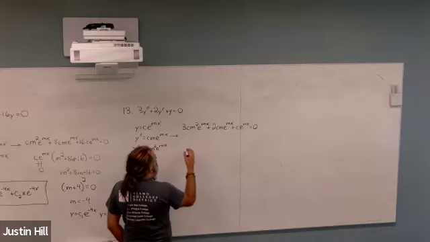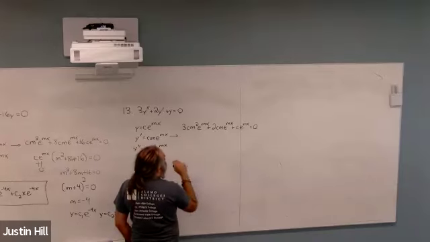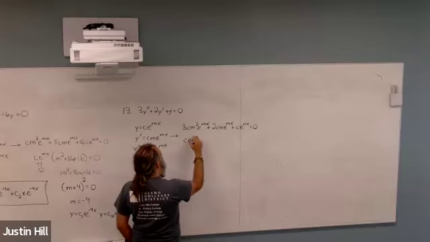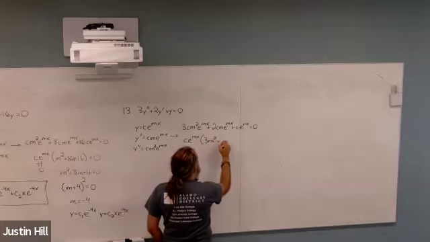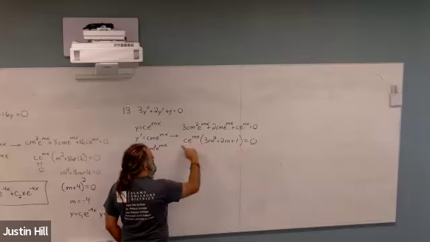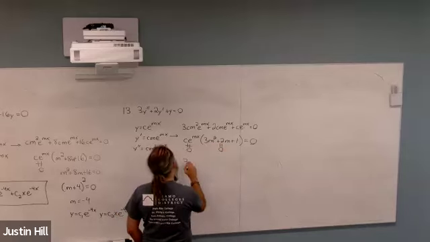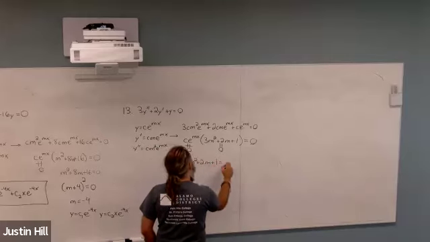But to be a little complete about this, just when I'm presenting it for y'all, I'm going to factor out ce to the mx, and that's going to leave me with 3m squared plus 2m plus 1. That's my auxiliary equation. I know that this never equals 0. This is the only thing that can equal 0. Set that equal to 0 and solve. 3m squared plus 2m plus 1 equals 0.